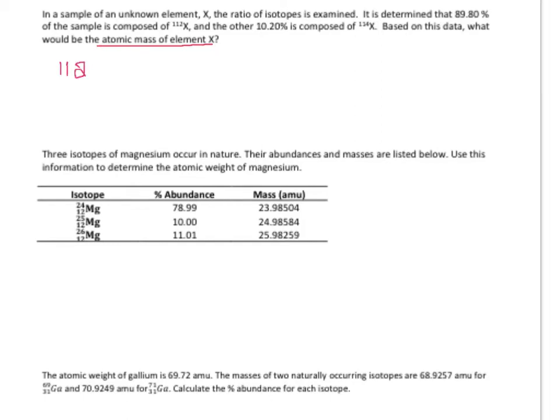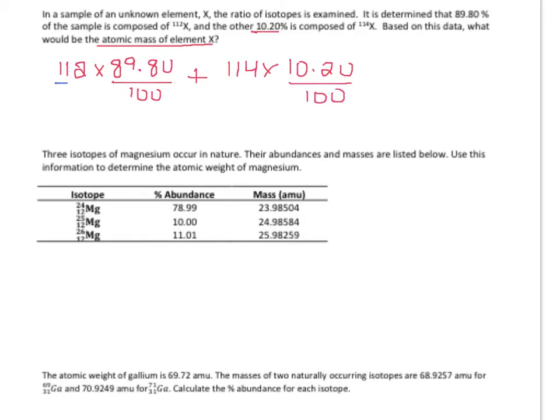112, multiplied by our percentage, which is 89.80, and you divide by 100, plus 114 times our percent of 10.20 divided by 100. So again, we always go mass times percent, mass times percent.